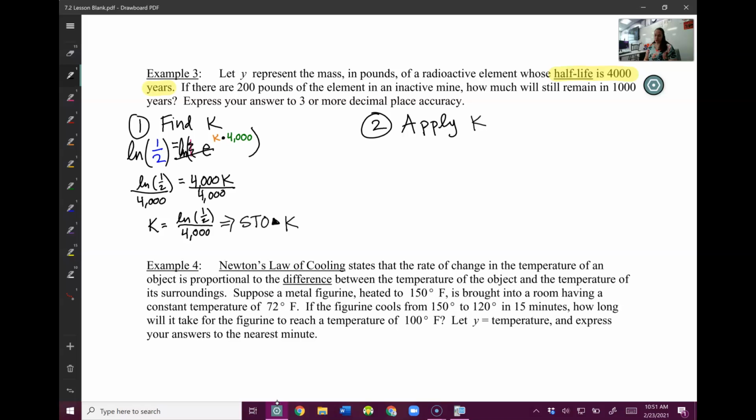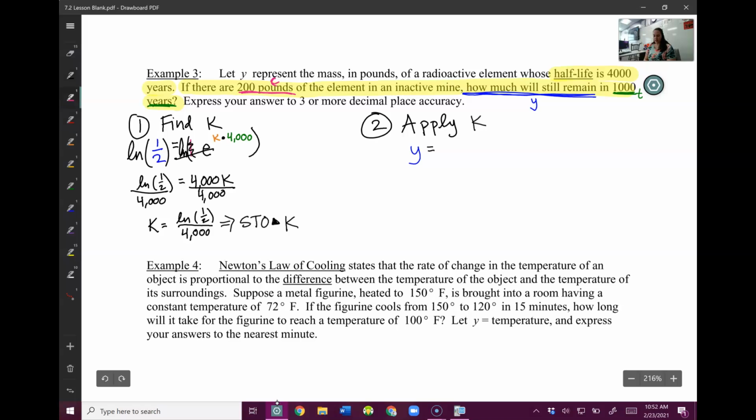Now let's go to step 2, where we apply K. So here's our second sentence. If there are 200 pounds of the element, so that is our C, in an inactive mind, how much will remain? That is a Y question. How much is left in 1,000 years? There's my T. So I want to find Y.